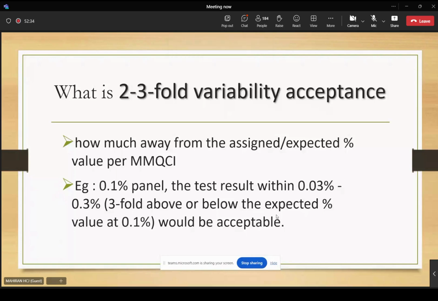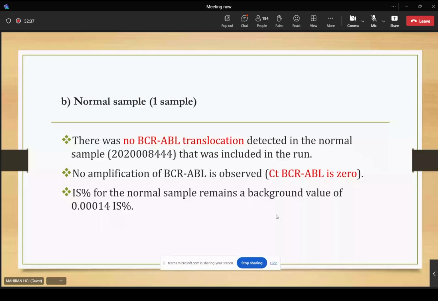Okay, next adalah result untuk normal sample. Yang ni ada satu sampel sahaja. So, result dia adalah no BCR ABL translocation detected in the normal sample that was included in the run. No amplification of BCR ABL is observed. CT BCR ABL is 0. So, ini yang important lah. Kena tahu yang normal sample memang tak akan ada translocation dan no amplification. So IS percentage for the normal sample remains as background value of 0.00014 IS percentage.